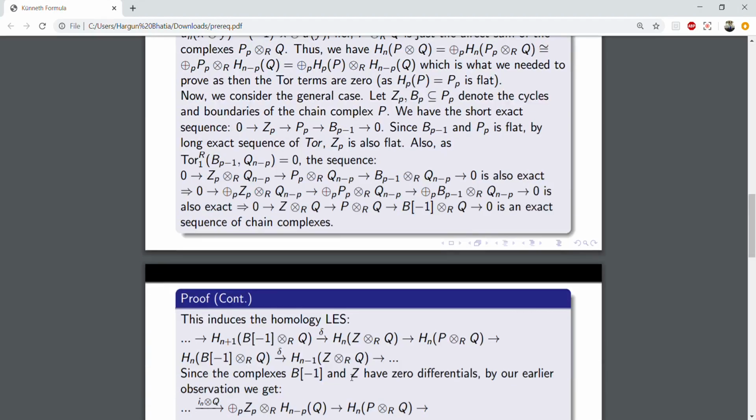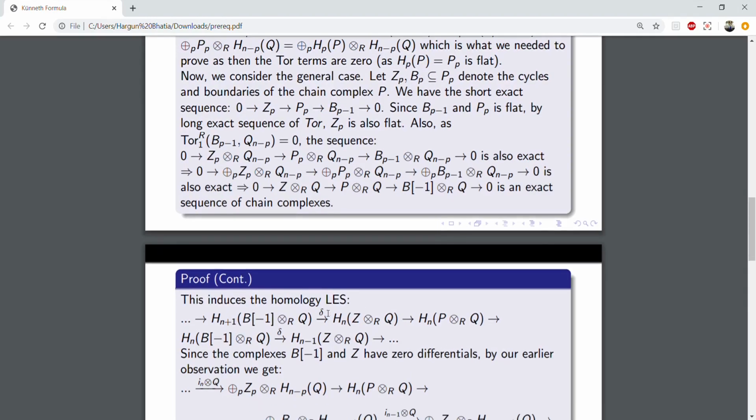Okay. Now, once you have this short exact sequence of chain complexes, I can get a homology long exact sequence, part of which is written here. So I write this homology long exact sequence in this way. These are differentials, delta.